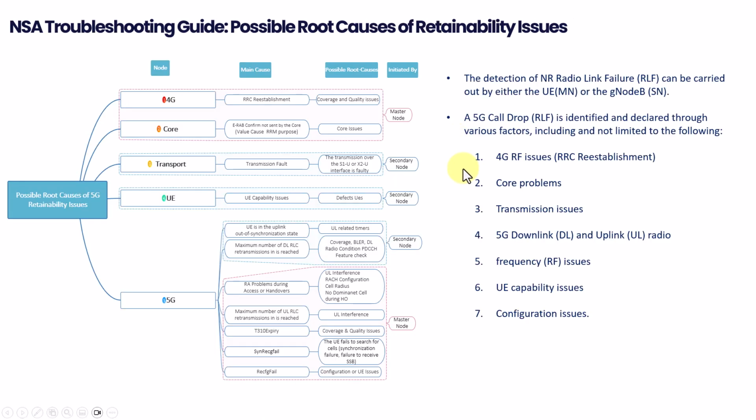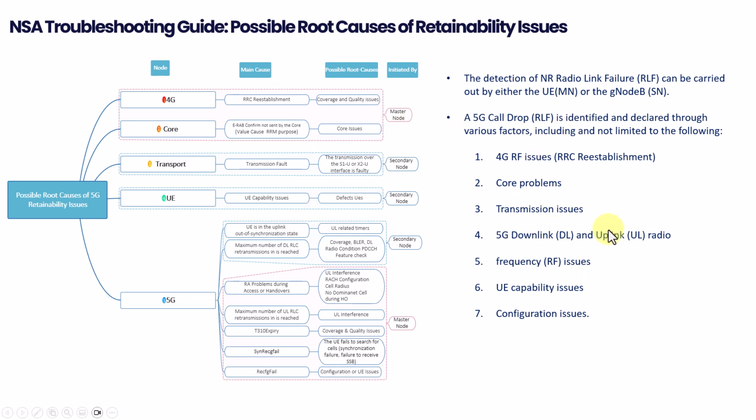Now moving forward, we'll start going through the breakdown of the top root causes of the 5G call drop. You can see this figure on the left. This is explaining that, for example, it can be due to 4G legacy, if you have a pure 4G issue, or core, or transport, or EE, and 5G. And each one of those is broken down into several causes. Let's explain one by one.